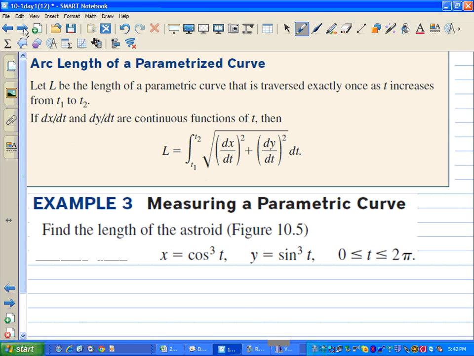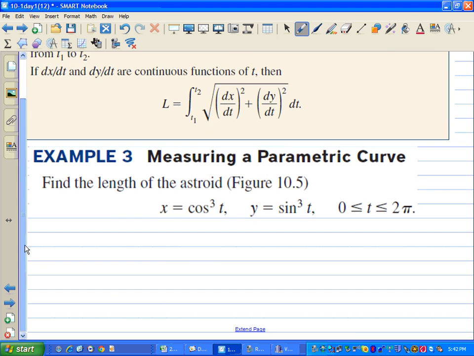Arc length of a curve. Let L be the length of a parametric curve that is traversed exactly once as t increases from t1 to t2. If the derivatives are continuous functions of t, then we have the integral from t1 to t2 of the square root of the square of the derivative of x plus the square of the derivative of y.